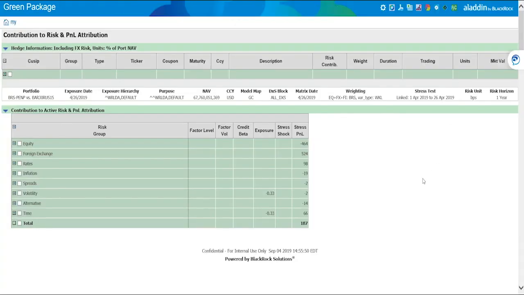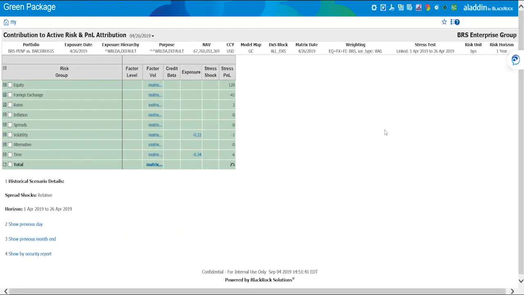I can see in the subsequent report that my active stress P&L with the reweighting is 187 basis points. If I were to run my portfolio without any changes, I would have a result of 75 basis points, showing that our reweighting exercise greatly increased our active stress P&L.